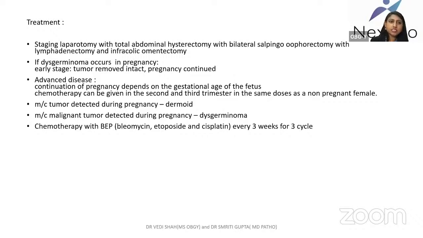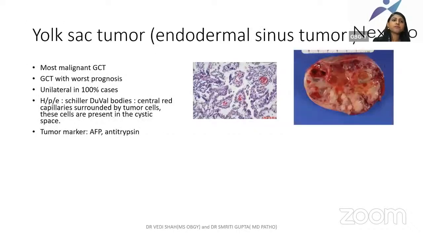If it is in the advanced disease, then continuation of the pregnancy depends on the gestational age of the fetus. Chemotherapy can be given if it is in the second or the third trimester, because the organogenesis would already be completed in the first trimester. The most common tumor otherwise detected during pregnancy is going to be dermoid, but if a malignant tumor is detected, then it is going to be dysgerminoma. And once that is done, you can go for chemotherapy, which would be bleomycin, etoposide, as well as cisplatin, given every 3 weeks for 3 cycles.